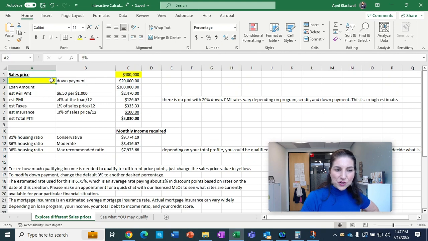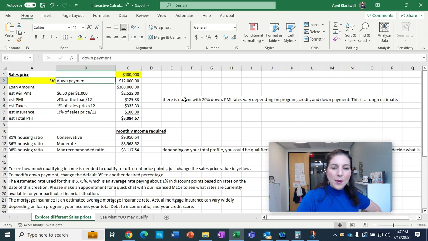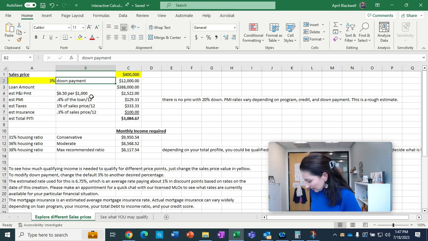This is assuming that you're going to do at least a 3% down payment for most loans. And as this little disclaimer says, there's no PMI with 20% down and PMI rates vary. Again, this is a very basic rudimentary calculator. It is never going to give you a to-the-penny estimate. It's based on a factor of $6.50 per thousand, which is the equivalent of an interest rate near 6.75. So if you buy down the rate, or you get a program with a lower interest rate, then of course this is also going to move.